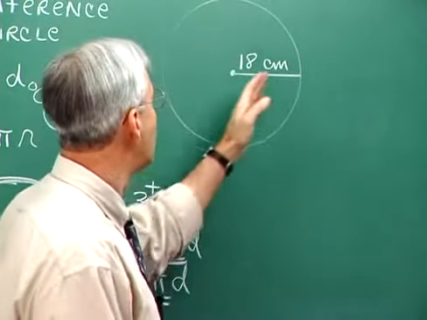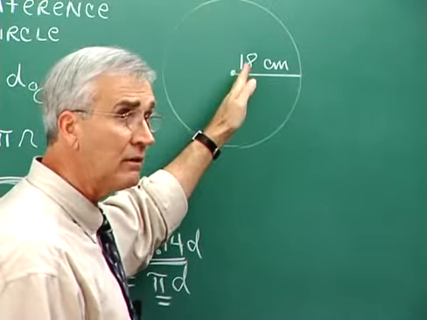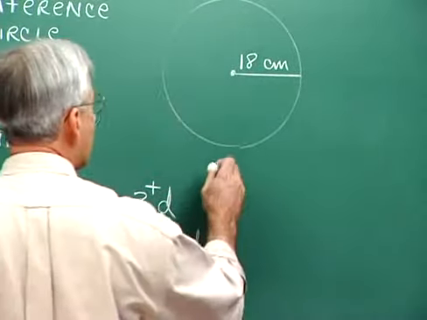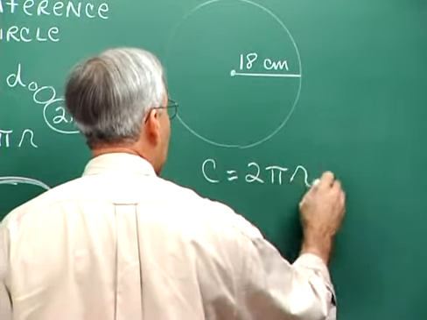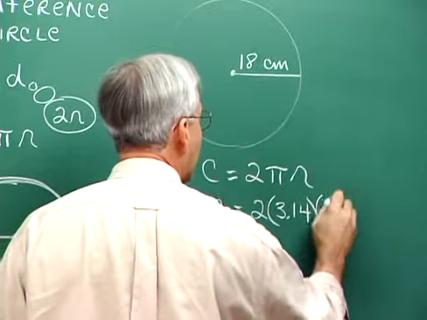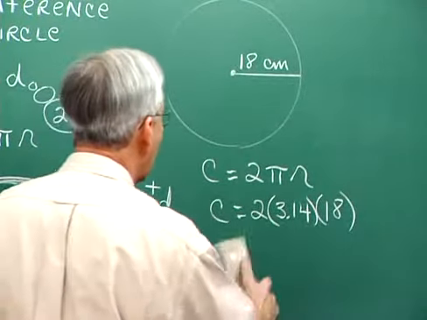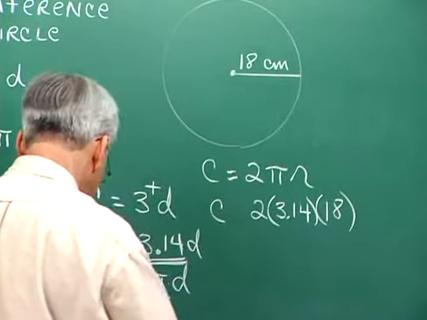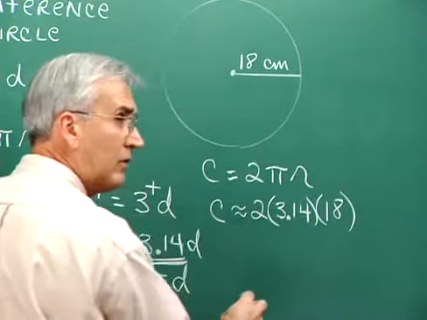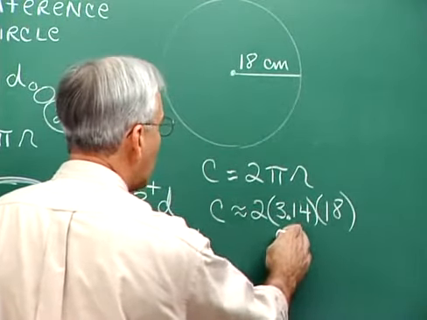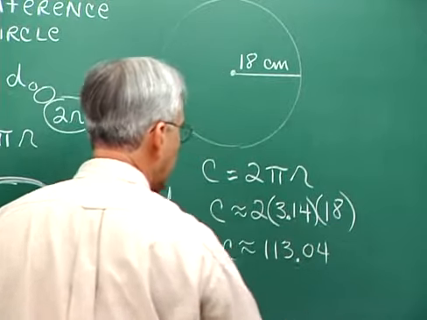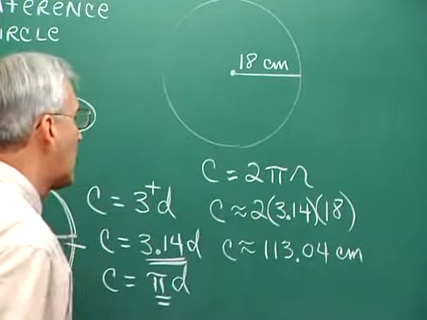Now, to figure it out, remember, the diameter is twice the radius, so we would have to double 18 to get 36 for the diameter of the circle, and then we could use pi times diameter. But since we're given radius, let's go ahead and use the formula C equals 2 pi r. So we would have C equals 2 times 3.14 times the radius of 18. And to be technically correct, what I should do, and it doesn't matter if you forget this, is say that the circumference is approximately this amount because I've rounded pi a little bit, you see. So I have approximated pi to 3.14. Now, when you multiply all this out, you find that the circumference is approximately 113 and 4 hundredths units, and the unit is centimeters. So here's our circumference.